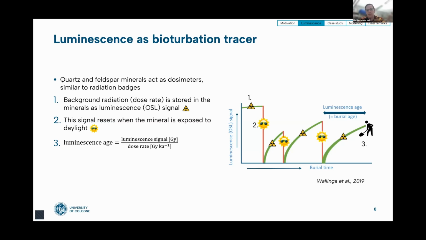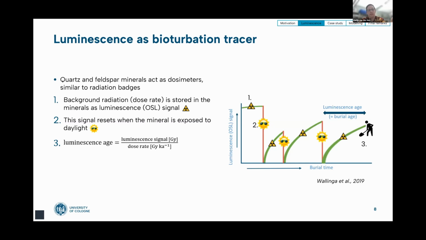So this background radiation could simply be due to cosmic radiation coming from outside of Earth, but also due to the natural decay of radioactive elements in soils. So there are very low amounts of radiation, but this occurs everywhere in nature, and these sediments capture part of this radiation and store that as a sort of luminescent signal in their crystals. When the signal is exposed to daylight, so when it reaches the surface, you could say, then the signal gets reset.